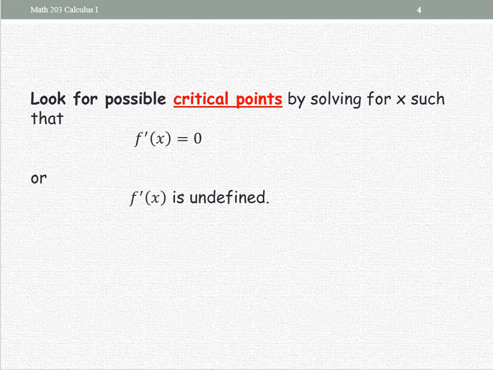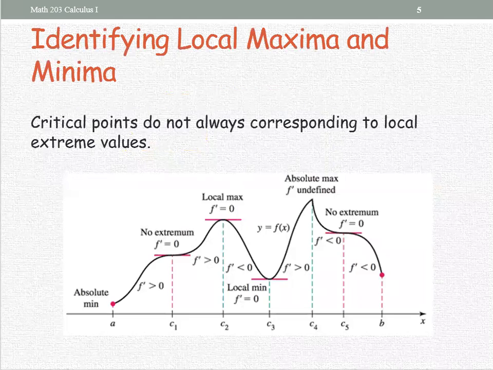Recall how to find the critical points or the critical values. We are going to find the derivative and solve for x where f prime, or the derivative, is 0, or the case where f prime is undefined. The critical points can tell us that x is possibly a local max or local min, or is not a local max or local min, or is a point where the function is undefined.